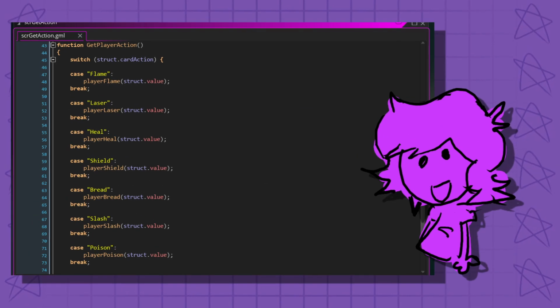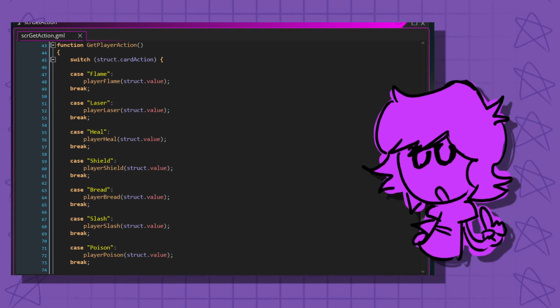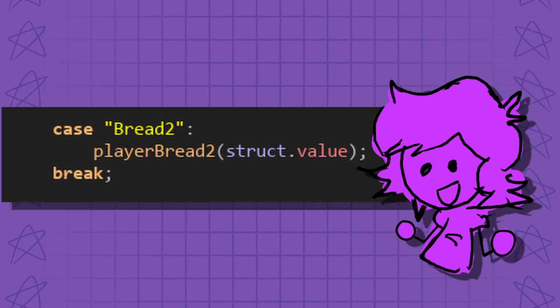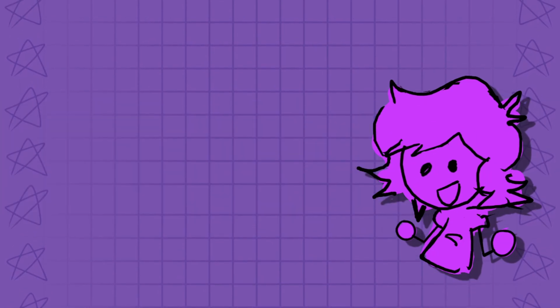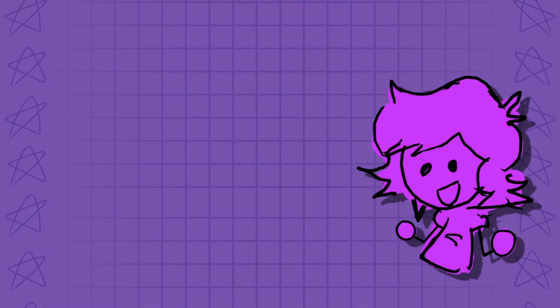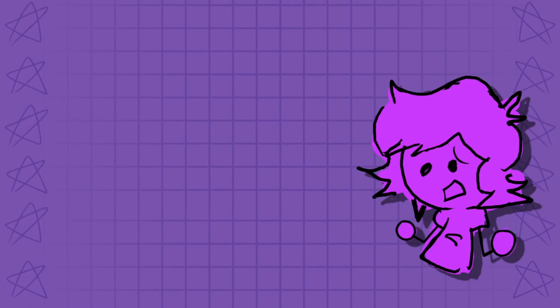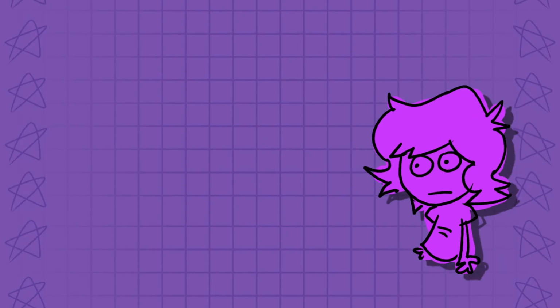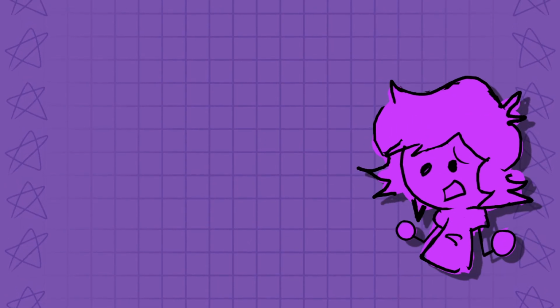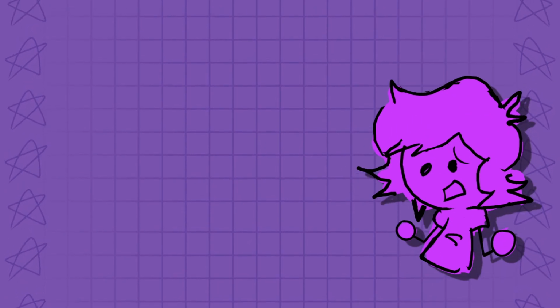In here, we add the string of the action we want to make. So in our case, it would be bread2. Then we add the function that we want to use. In this case, it's player bread2. Now with this, we actually have the bread card with its action, but it's only for the player. In order to add it for the enemy, we have to repeat all the steps again, but for the enemy. With just this explanation alone, you can see how annoying it really is to add in a new card to the game.